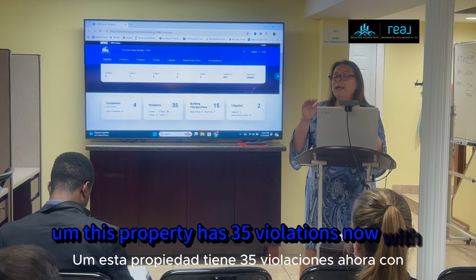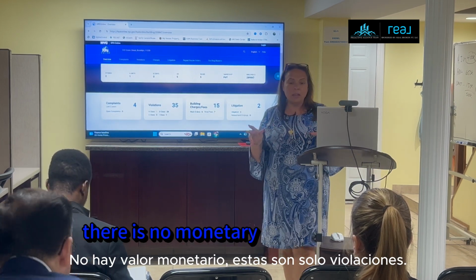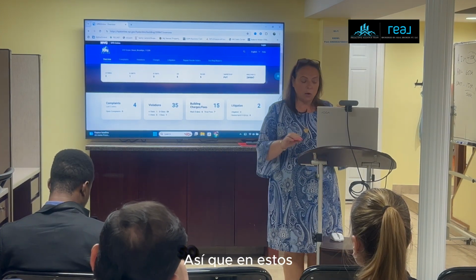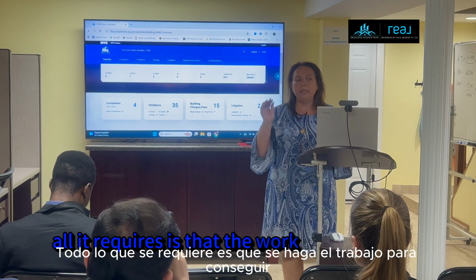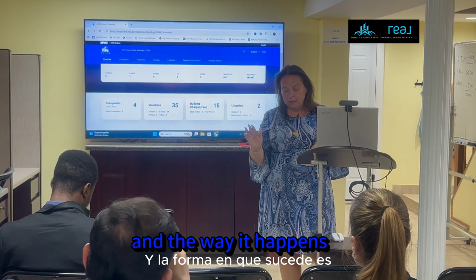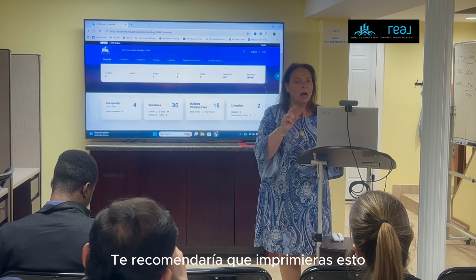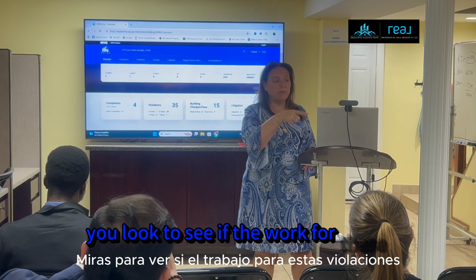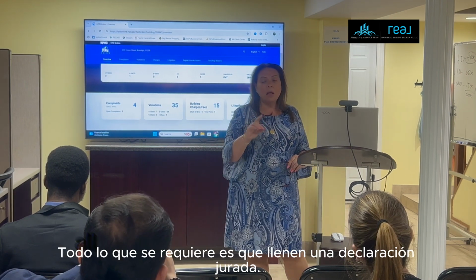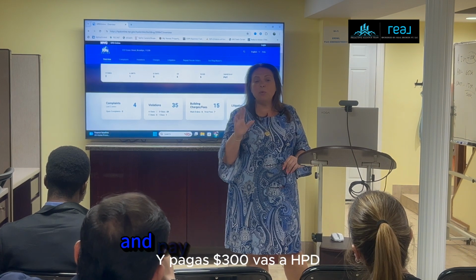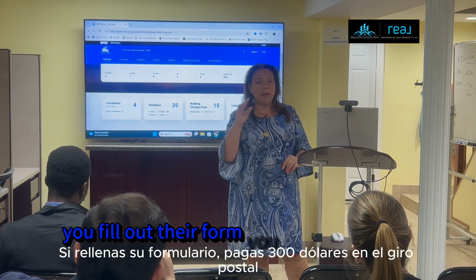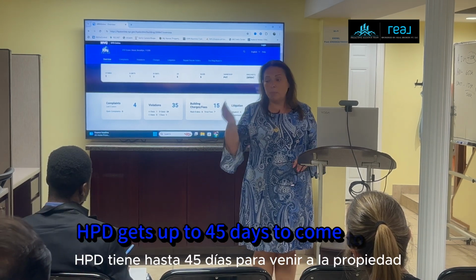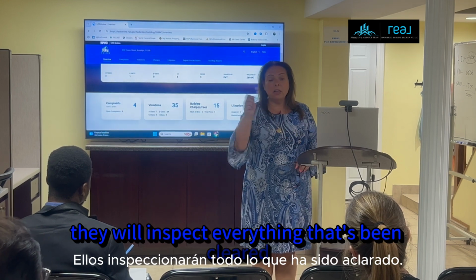Now, with HPDs, there is no monetary value. These are violations only. There's no monetary value whatsoever. Okay? So on these, all it requires is that the work be done. And the way it happens is, if your client has HPD violations, I would recommend you print this out and you go to the house. You look to see if the work for these violations was done. If it was done, all that's required is them to fill out an affidavit and pay $300. You go to HPD, you fill out their form, you pay $300 in a money order, they'll inspect the property. HPD gets up to 45 days to come to the property. They will inspect. Everything that's been cleared, they'll write off.